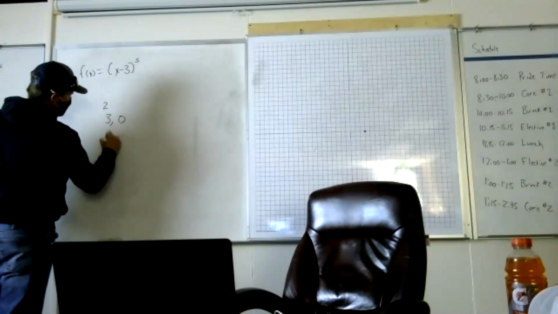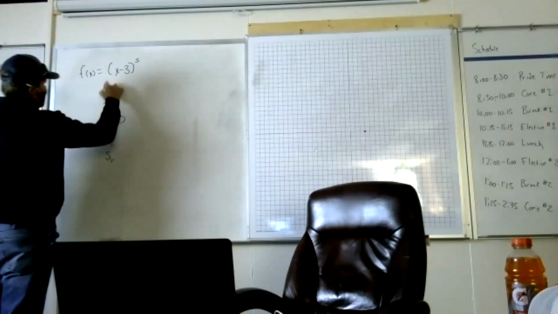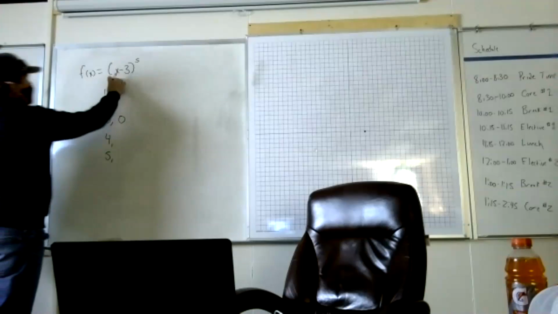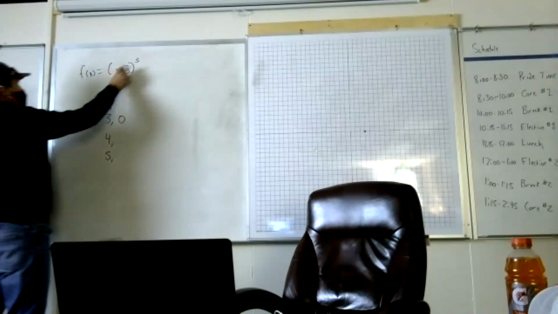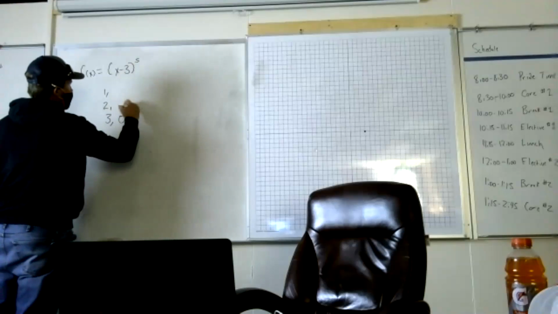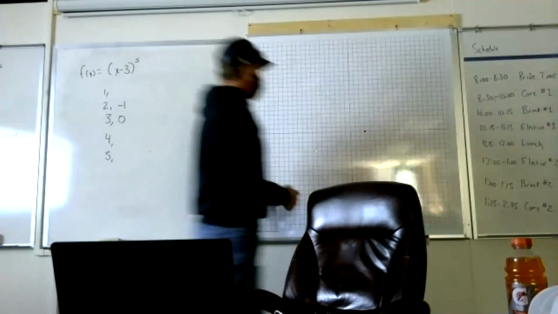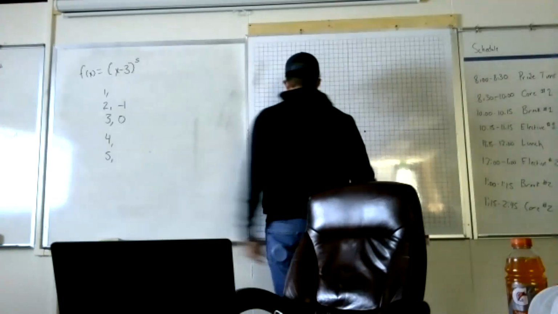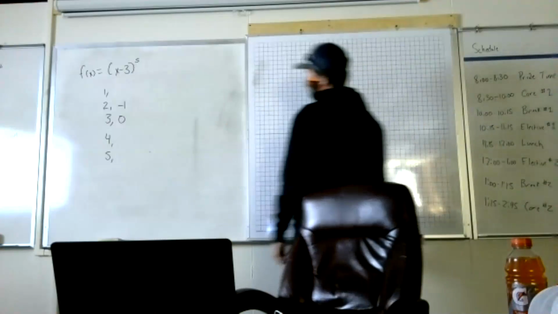I'm going to go 2, 4, 5, and 1. Okay, when I plug in 2, 2 minus 3 is a negative 1. Negative 1 to the fifth power is going to be negative 1. It's negative 1 times negative 1 is 1, times negative 1 is negative 1, times negative 1 again makes it positive, and then multiplied once again makes it another negative 1.